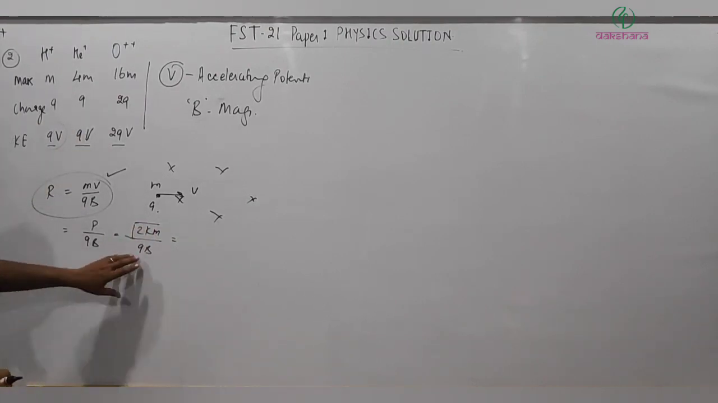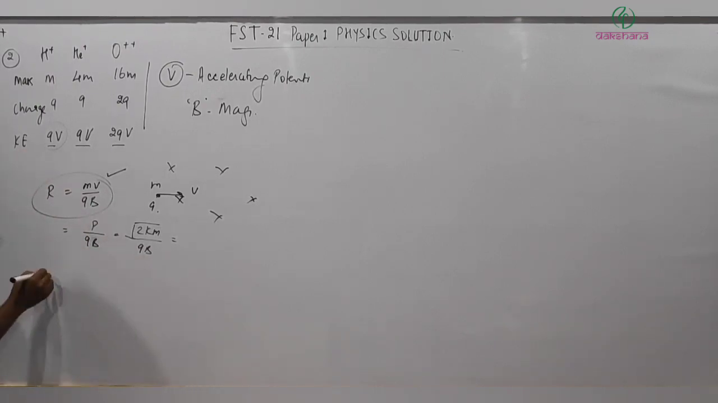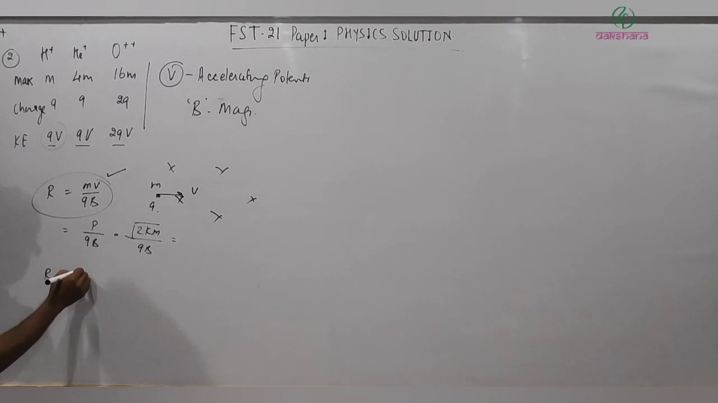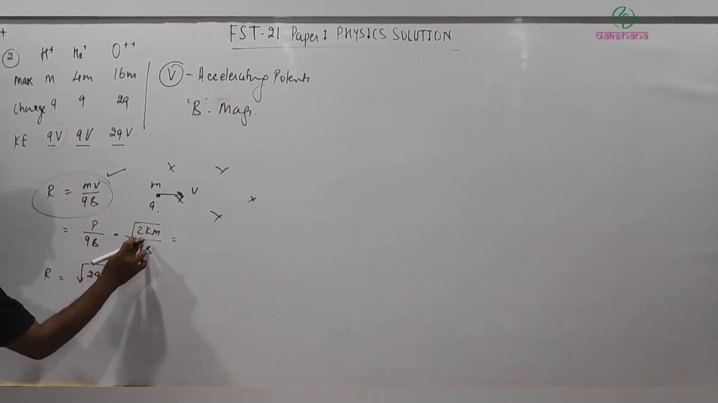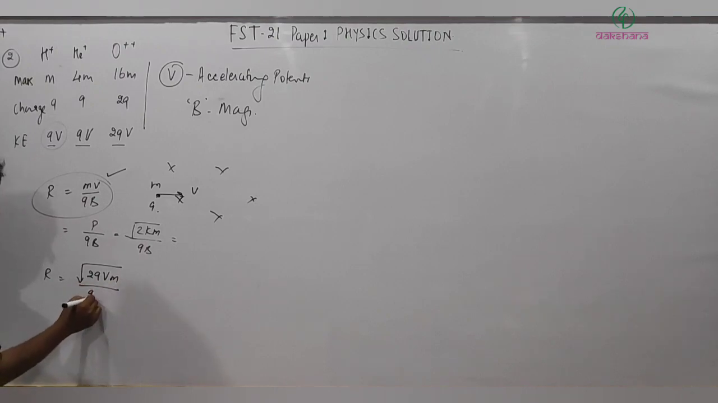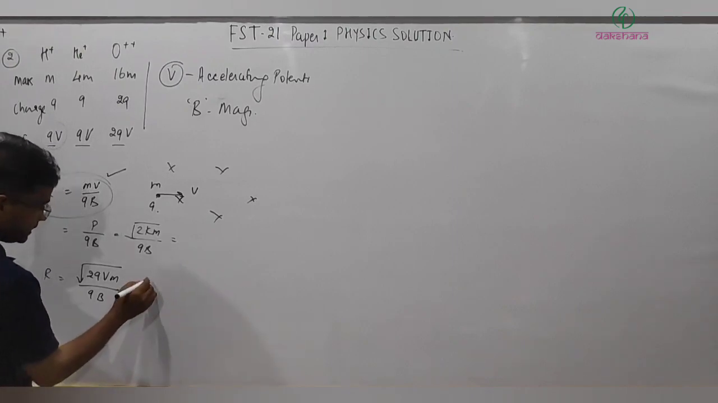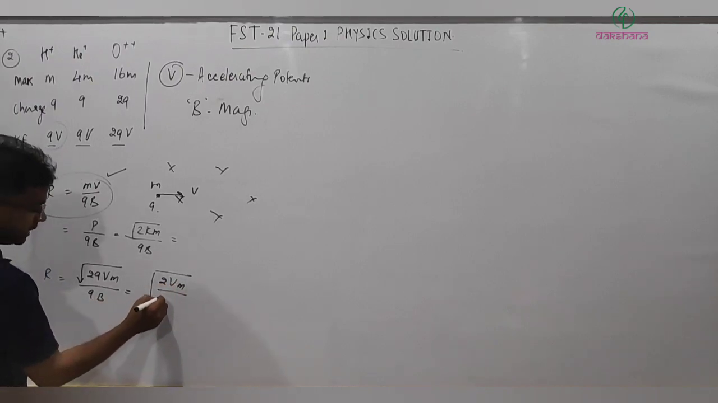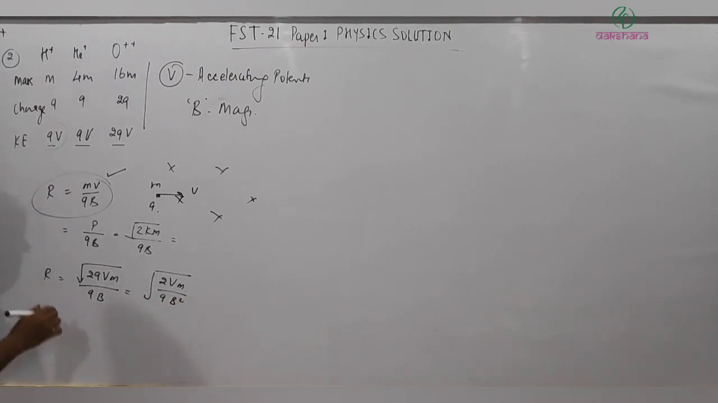Now let me write the first expression for the radius, then we will compare. So R is coming out to be under root, 2 times K, which is q into V, into m, divided by q into B. It can be expressed as 1 by B times under root 2Vm divided by q. So this is the expression I am getting for the radius.